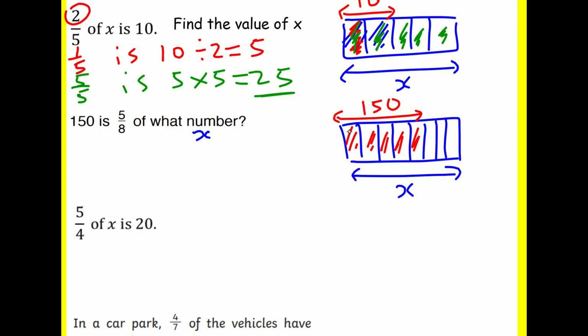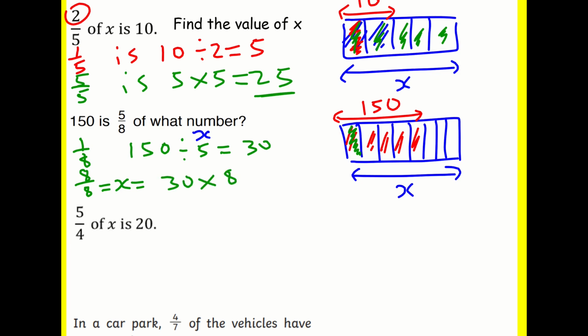So again, I am going to work out what 1/8 is. How am I going to do that? Well, I've got 5/8, so I'm going to divide through by 5. It's going to be 150 divided by 5, and that is actually equal to 30. So I've got my 1 part, so 8/8 or x is then going to be this 1 part multiplied by 8. It's going to be 30 times 8 equals 240.